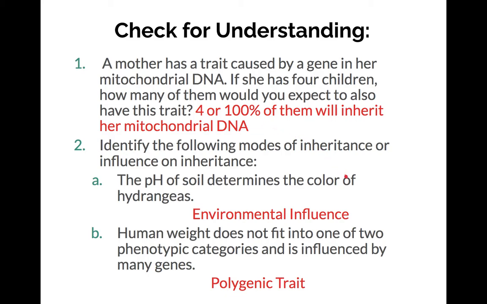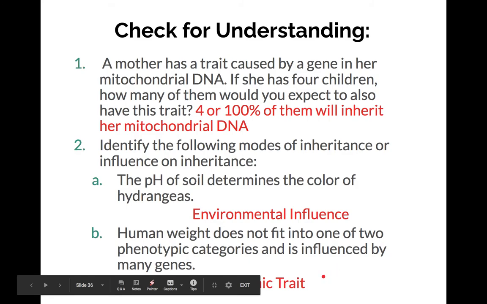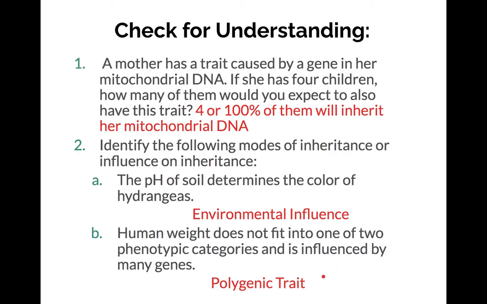Number 2A, we just went over this example. This would be the environmental influence on genes, and part B, human weight doesn't fit into two phenotypic categories, so we would call that polygenic, right? It's influenced by many genes and it's more on a continuum.